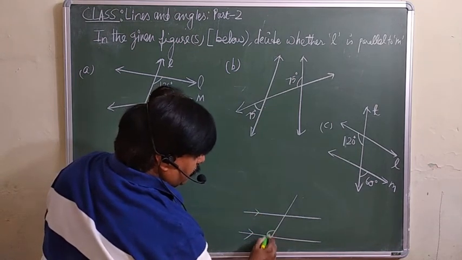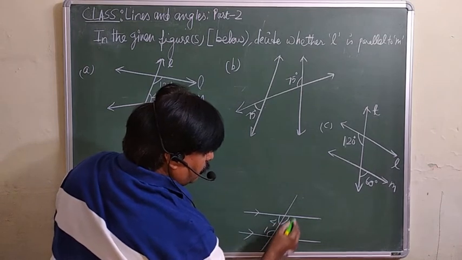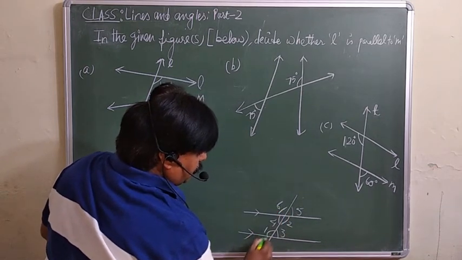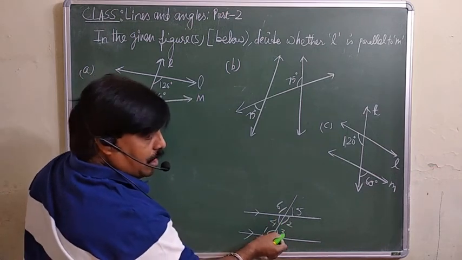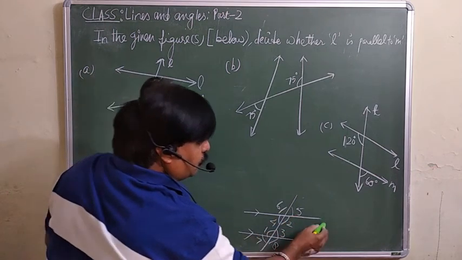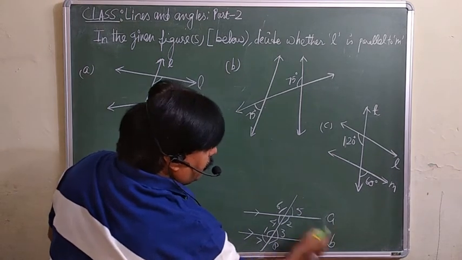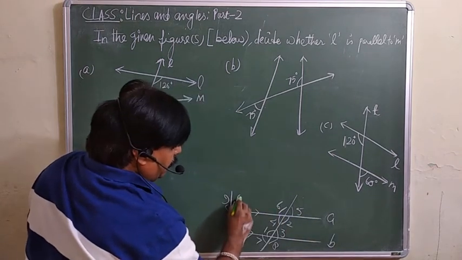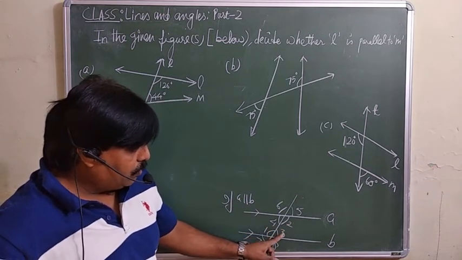Suppose this line is parallel to this one, then angle 1 will be equal to angle 2, 3 is equal to angle 4, you can take 5, 6, 7 and 8. Then alternate interior angles are equal in case this line is parallel to this one. अगर ये line, you can take this as A and B. If A is parallel to B, then this angle will be equal to this one.